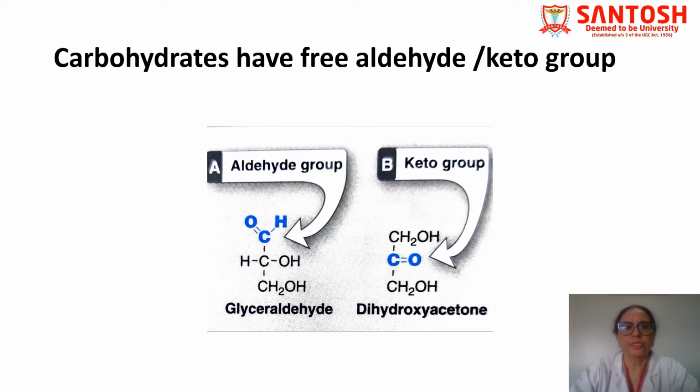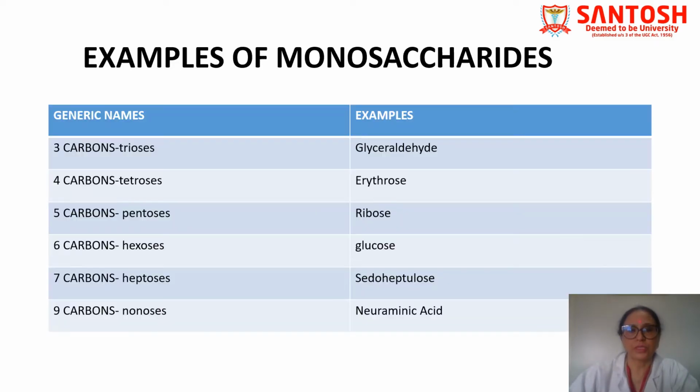Now, as I said, carbohydrates have free aldehyde and keto groups. As you can see, we have taken C3 compounds, glyceraldehyde and dihydroxyacetone. Aldehyde group is shown in the glyceraldehyde and ketonic group is shown in the dihydroxyacetone. Their molecular formula, their chemical formula is the same, but their structural formulas are different. So in a way, these are isomers of each other.